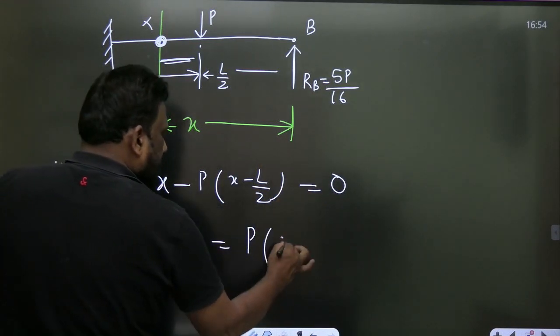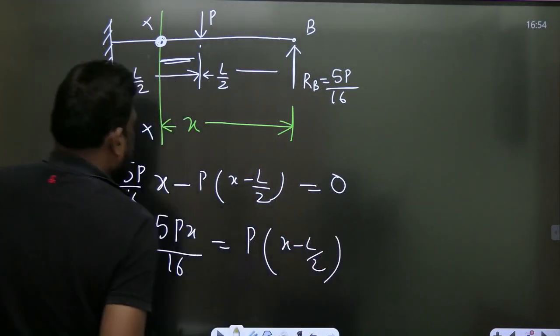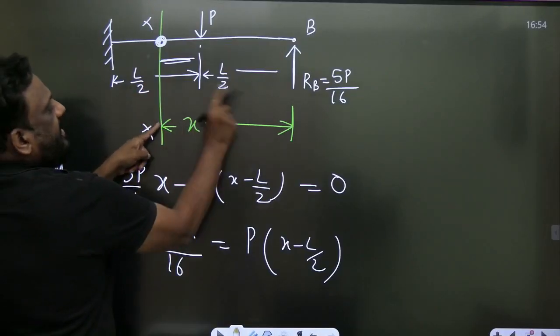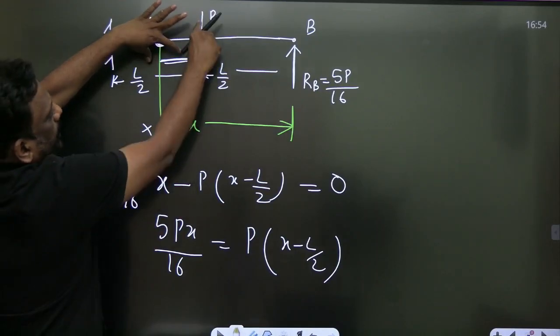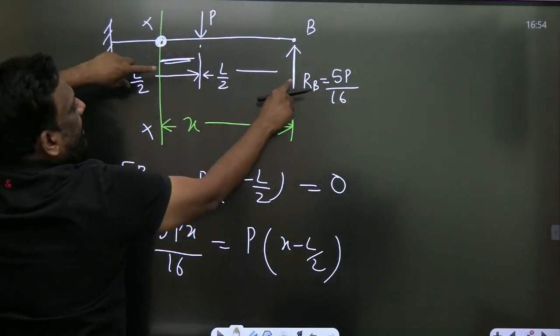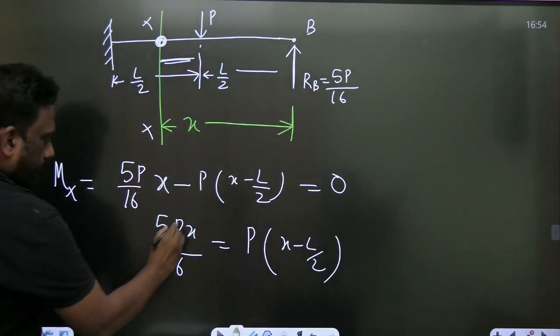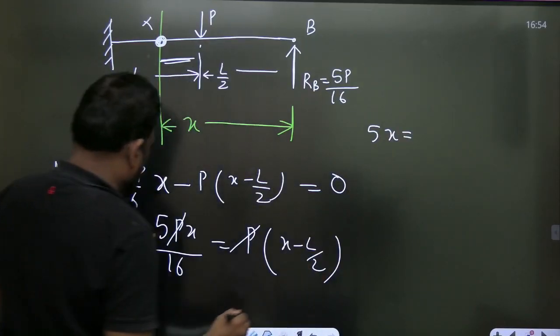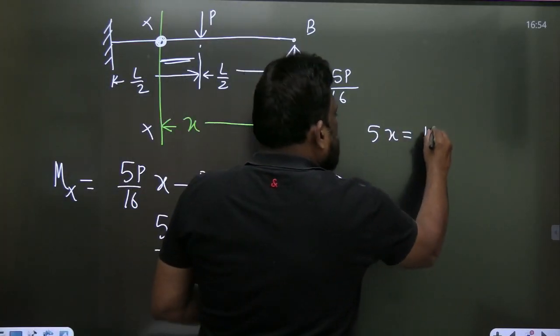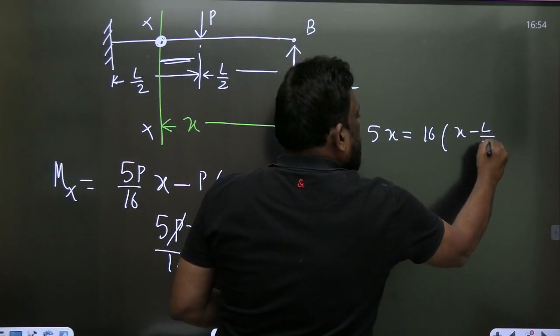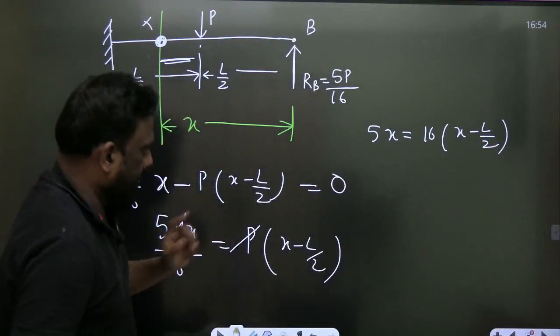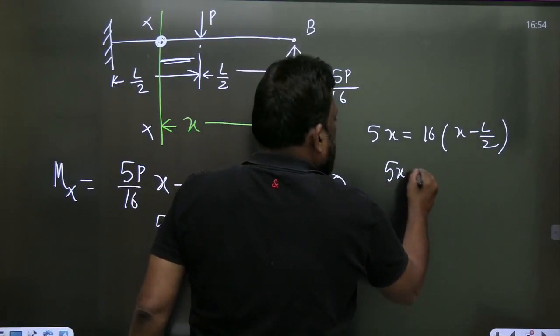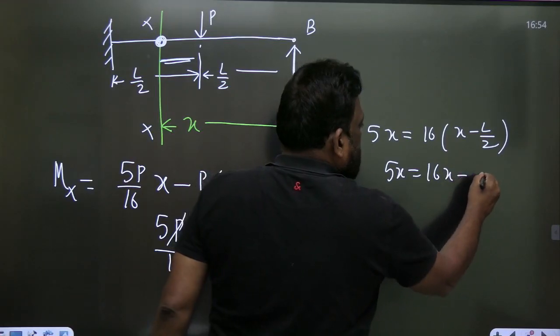You take it to that side. L by 2. Excellent, sirs. What is x minus L by 2? This is x, this is L by 2. This moment will be P into x minus L by 2, and this will be x. Okay. So 5x is equal to 16 into x minus L by 2. So 5x is equal to 16x minus 8L.